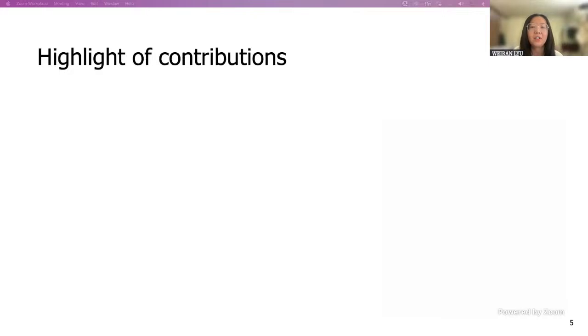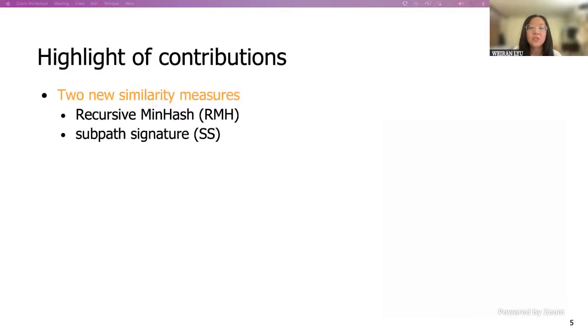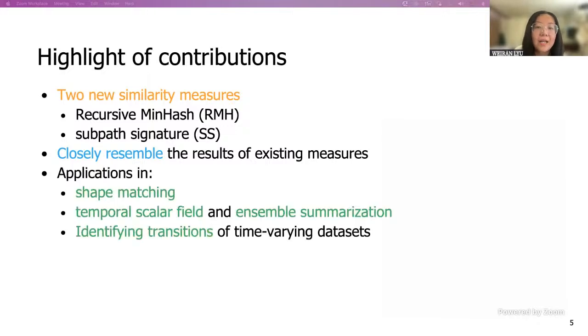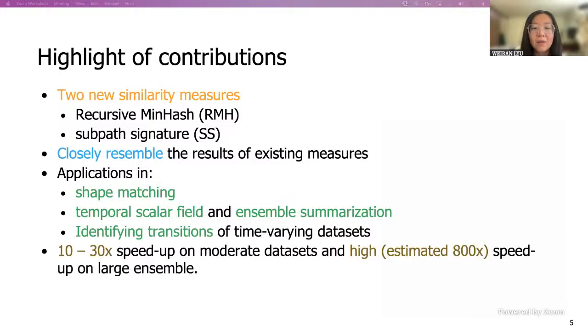Here's a highlight of our contributions. First, we proposed two new similarity measures based on LSH called recursive mean hash and subpath signature. Second, our similarity measures closely resemble the results of existing comparative measures. And third, our LSH framework demonstrates utility in various applications, such as chip matching, data summarization, and transition identification. And lastly, our methods achieve about 10 to 30 times speedup on moderate datasets and a very high speedup on large ensembles.